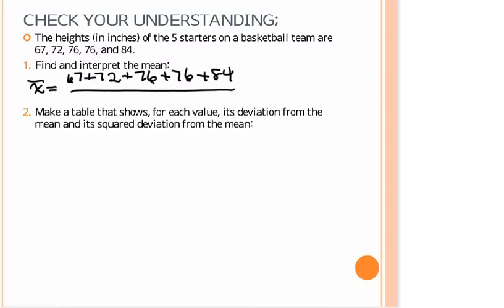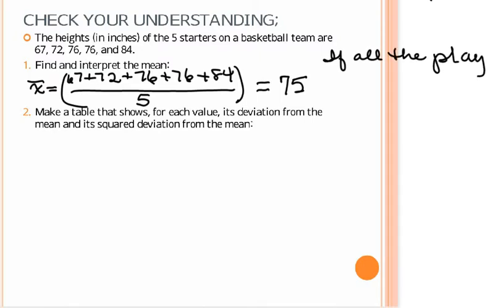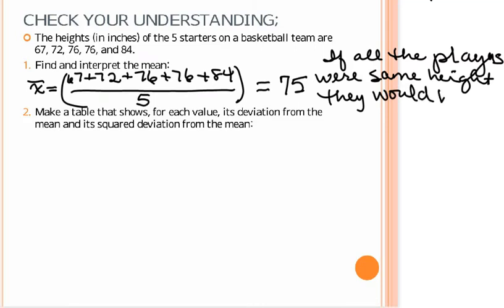all over 5. And if I put that into my calculator or I add it by hand, I find that the average is 75. Now, what does that mean? That means that if all the players were the same height, they'd all be 75 inches. Remember, it's that fair share thing, they would be 75 inches.